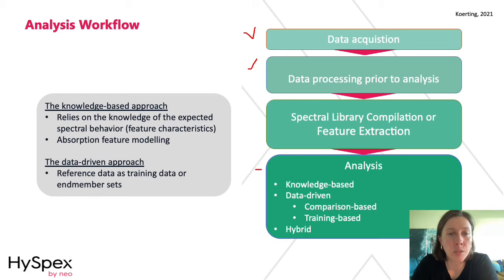And for this analysis, we need some preparation, but that depends on the analysis type. So we have a knowledge-based analysis, we have a data-driven analysis, and then we have a hybrid of both, just to name the broad groups. The name of the knowledge-based approach suggests that this relies on the knowledge of the expected spectral behavior. We're talking about feature characteristics here, so we're looking for very specific absorption features in the spectrum. And this depends on our feature extraction or feature modeling, so we need to have the feature modeling before we can do this analysis.